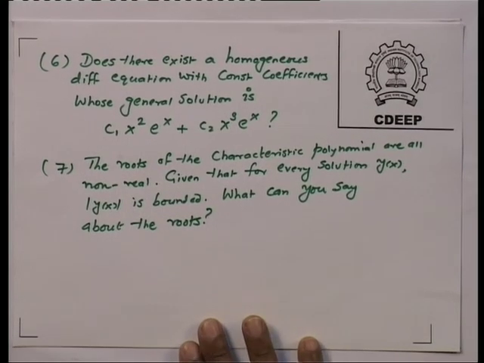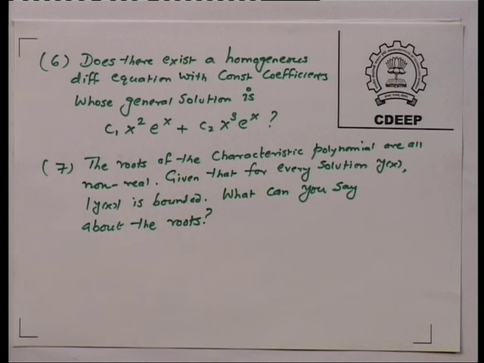Does there exist a homogeneous differential equation with constant coefficients whose general solution is c1 x squared e to the power x plus c2 x cube e to the power x? Yesterday I asked you the same question, does there exist a homogeneous differential equation whose general solution is this? But now I am saying homogeneous differential equation with constant coefficients. Yesterday it was slightly different, but now I want constant coefficients. What do you think? Is the answer yes or no?